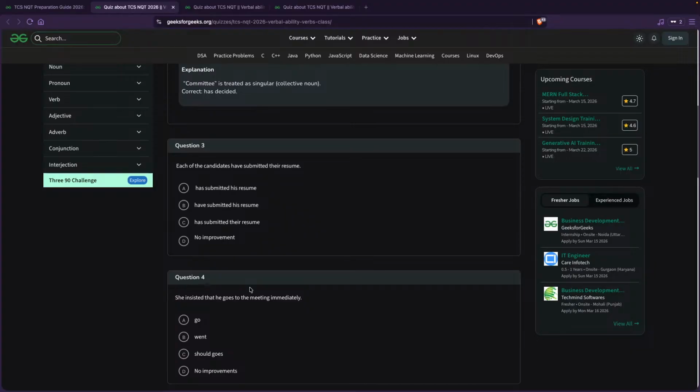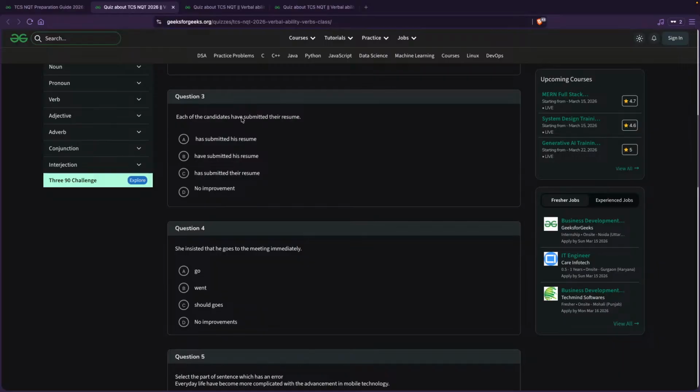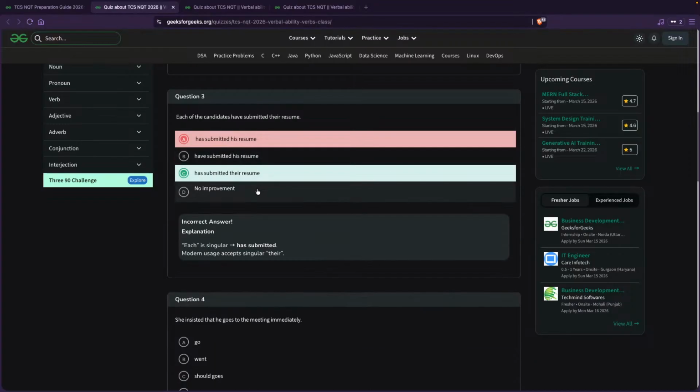Okay. "Each of the candidates have submitted their resume." Each of the candidates. Yes, this is similar to that. "Each of the" sentences is singular. So "has," not "have." It has submitted his resume. They told me that you should use "his" because of the grammatical rule. Has submitted his resume. This is the answer.